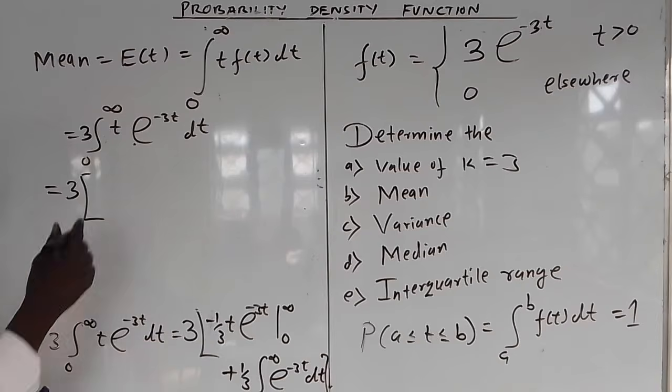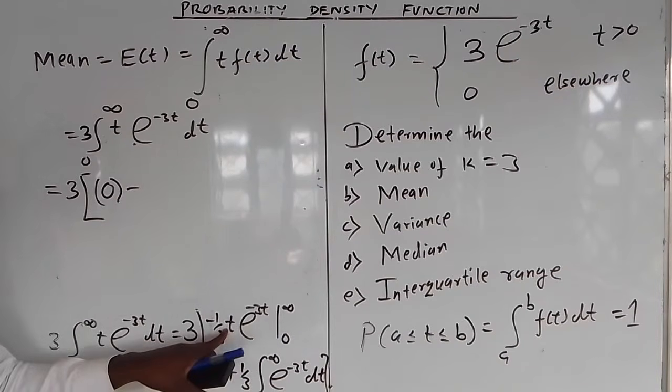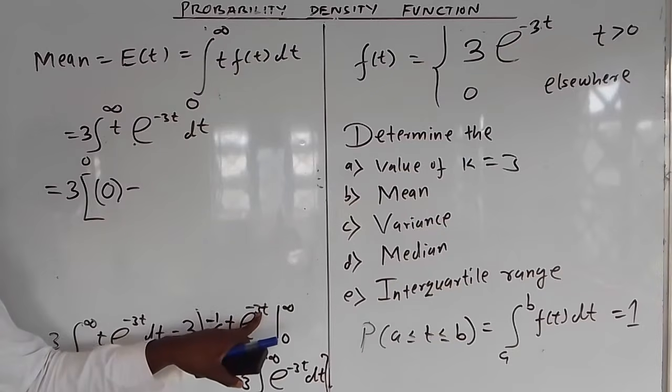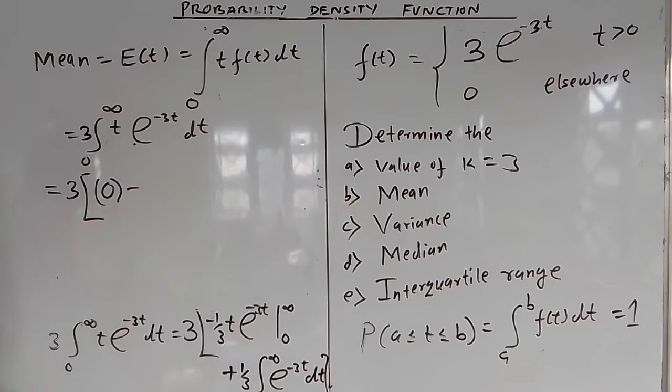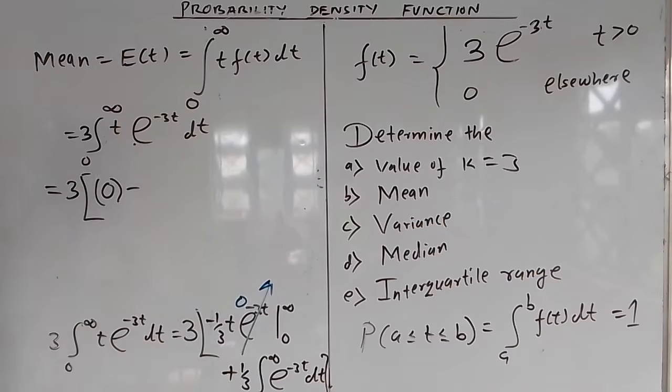So that limit will be 0 minus, when you put 0 here, this will be 0 and this will be 1. The whole of that thing will be 0 again. Yes. Meaning the whole of that part is 0. Have you seen that? The whole of that part is 0, so we don't need it.